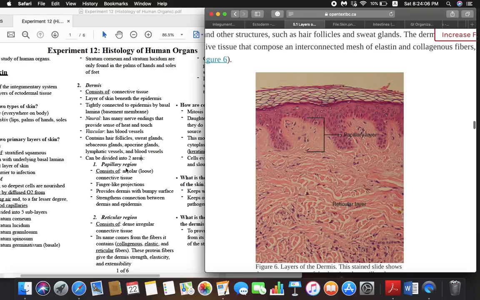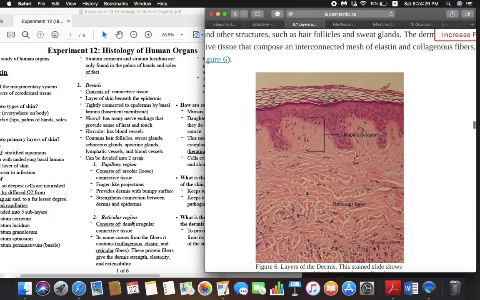The papillary region consists of areolar or loose connective tissue. As you can see here, it has finger-like projections, and it provides the dermis with a bumpy surface. The function of the papillary region is to strengthen the connection between the dermis and the epidermis. So that's the function of the papillary region.